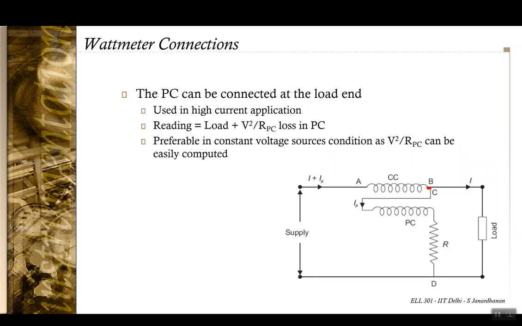It is also used in situations where the supply is constant. If you have a constant supply and you are sure about the pressure coil resistance or inductance, you can figure out what V square by RPC is, and from the reading you can subtract this factor out and get the actual load reading. Even though V square by RPC may be a little higher, since it is a known factor, you can have an accurate reading.